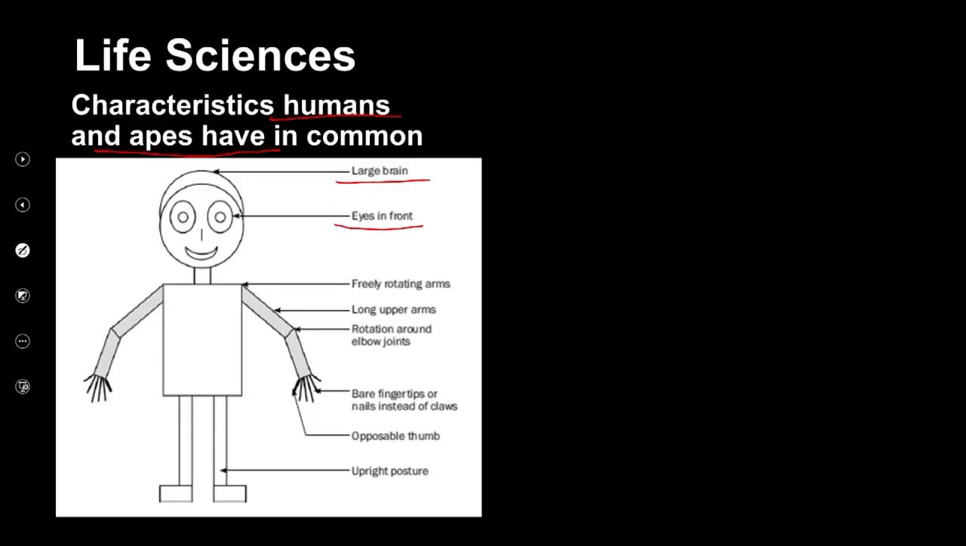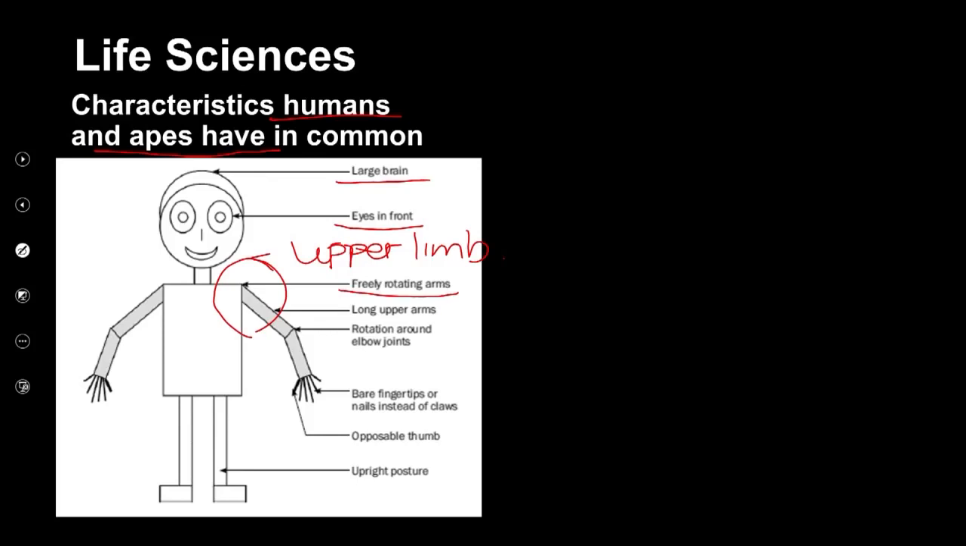And then if we move down to the upper limb, we see that there are quite a few characteristics that we have in common. The first thing is that we have freely rotating arms. In other words, if we had to, we can move our arm around completely. It's freely rotating, unlike other animals that would not be able to move their limbs in a 360 degree movement. Then the second point, and we need to be specific here: the whole arm, including the hand, is the upper limb, but we're looking at only part of the arm, the upper arm. So we need to distinguish between that.